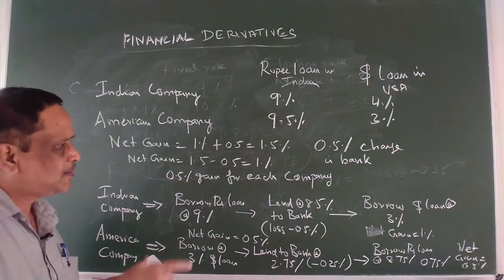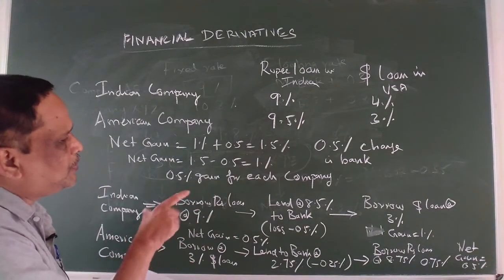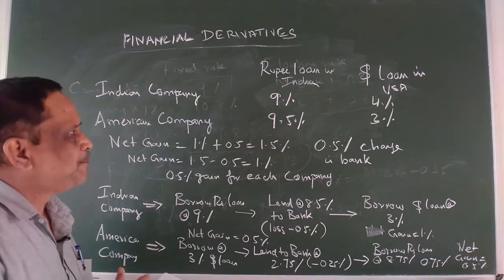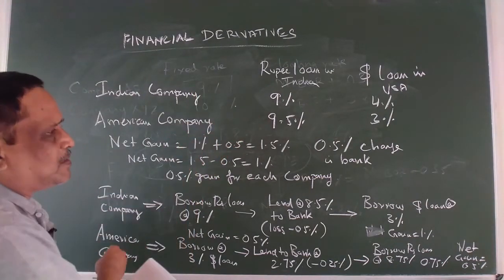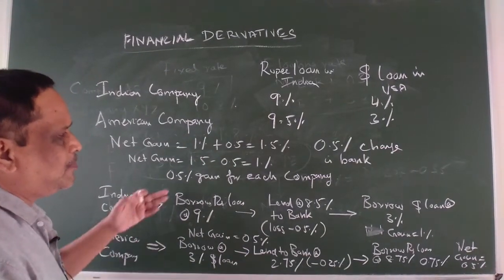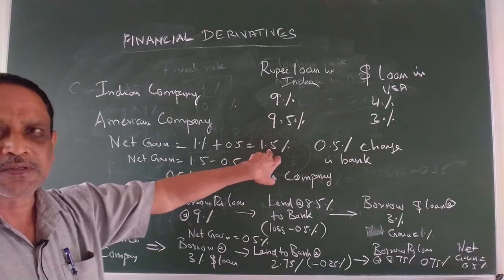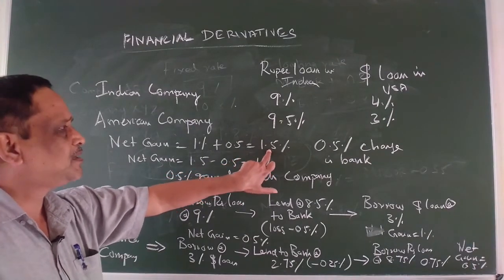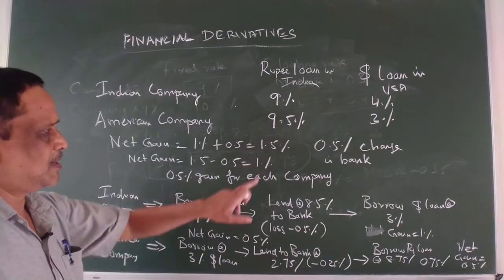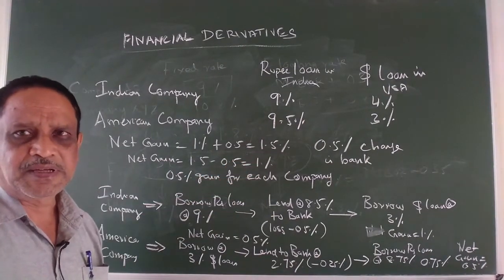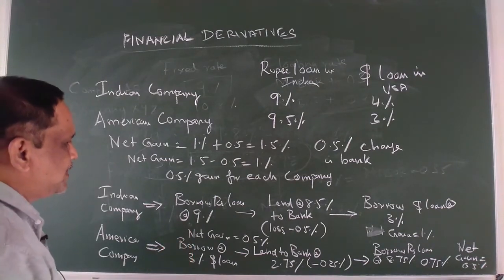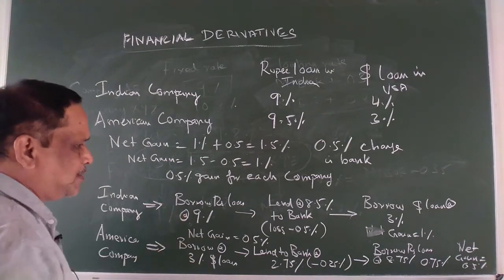So in effect, both the companies will benefit, and as I told you earlier, both companies are strong in their own fields, own countries. So the total benefit should be added, which is 1.5 percentage, out of which 0.5 percentage will be taken by the bank as commission, and the remaining 1 percentage will be shared by these two companies. And we can see the diagrammatic representation now.